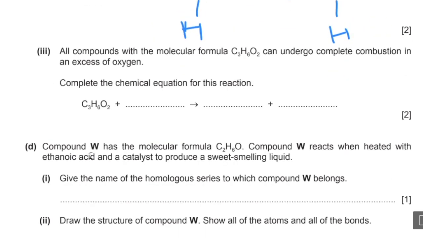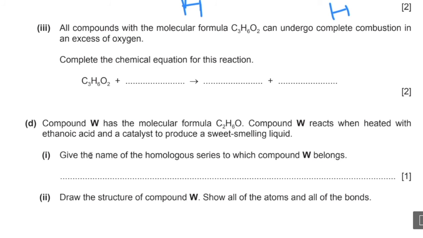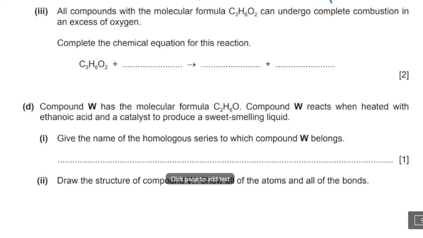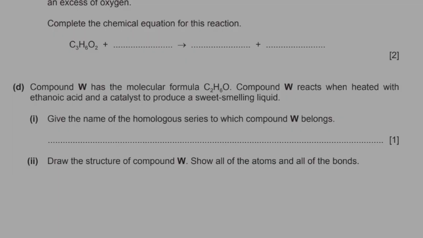3. All compounds with molecular formula C3H6O2 can undergo complete combustion in excess of oxygen. Complete the chemical equation for this reaction. Alright, so we have combustion, that means oxygen, and this forms carbon dioxide as well as water.